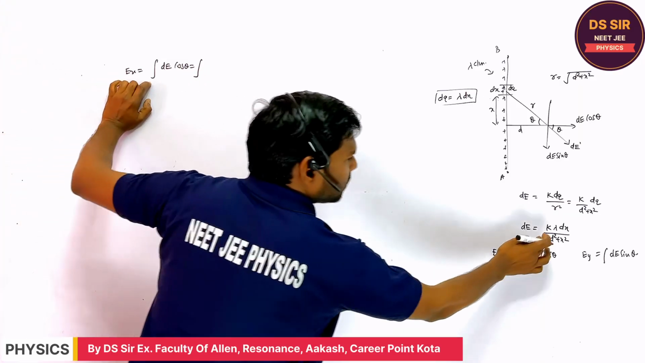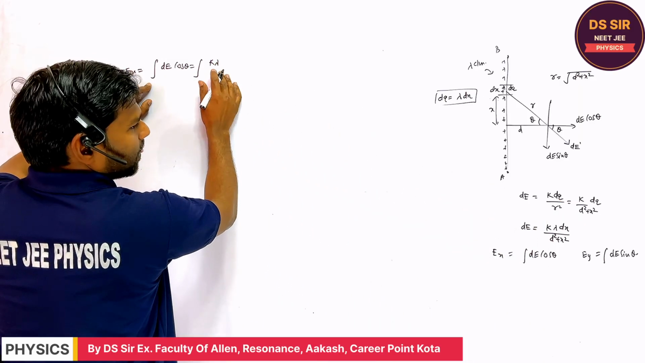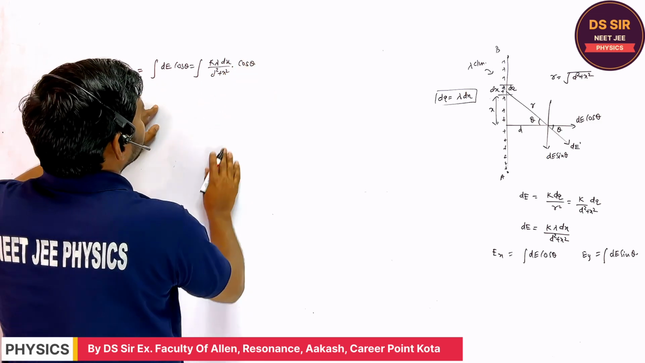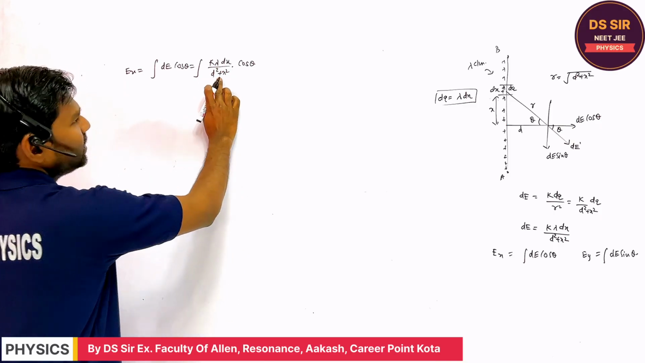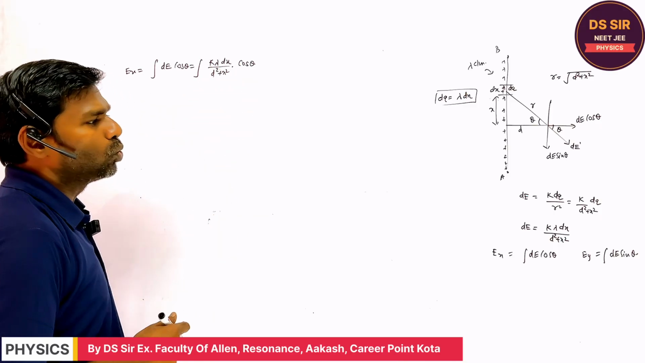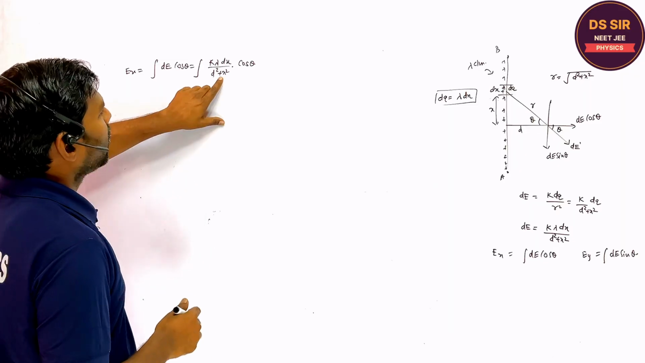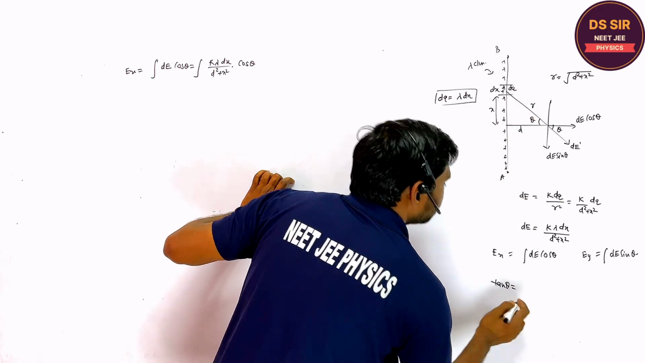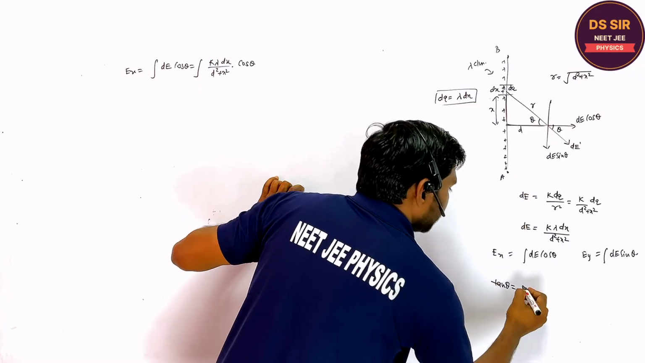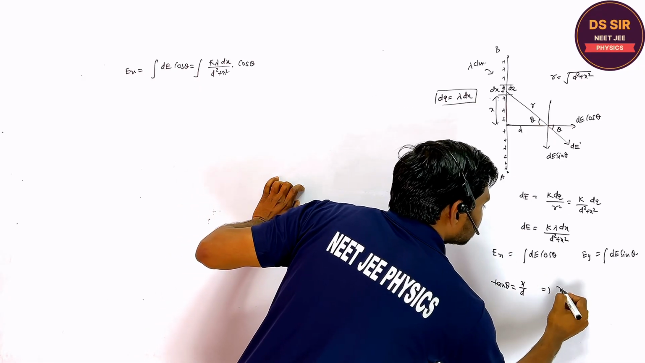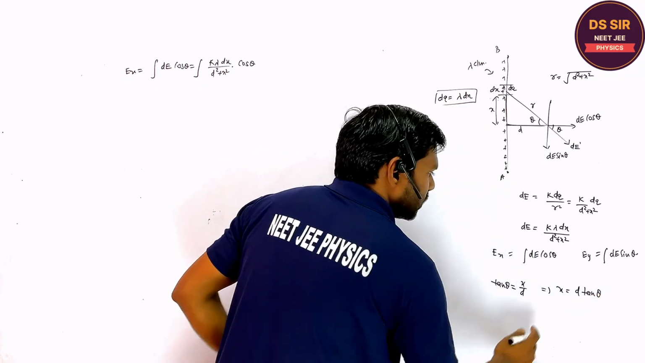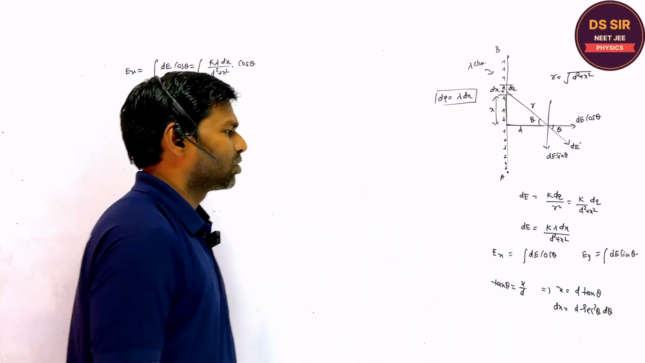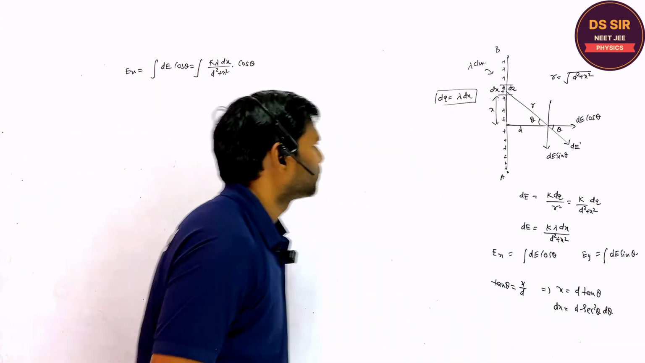The dE is k lambda dx upon d square plus x square, into cos theta. Listen, one thing: when you integrate this, inside the integration there are two variables, x and theta. So you have to convert x in terms of theta with the help of this triangle. Tan theta is nothing but perpendicular upon base, that is x upon d. This implies that x is equal to d tan theta. If you differentiate, dx is equal to d sec square theta d theta. Is it clear or not? So this is the dx representation in terms of d theta.